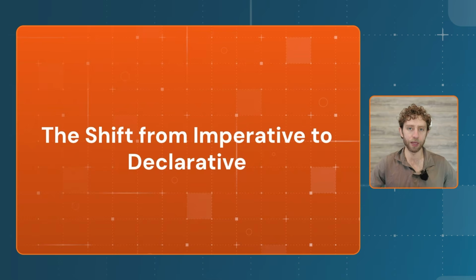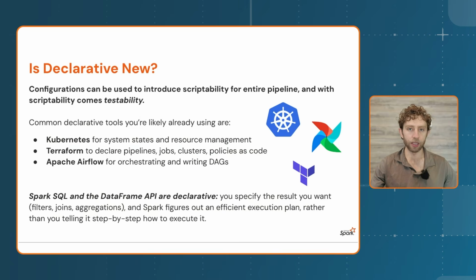So when we say SDP is declarative, what we mean is that the developer only needs to specify the what of their data pipeline, rather than focusing on the how. They define the data sets that they expect to exist, and the queries that describe those data sets' contents, and the framework handles the rest. This declarative approach isn't new or radical. You're likely already using it in your infrastructure and workflows today.